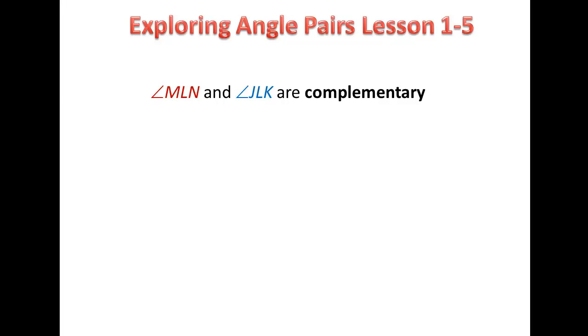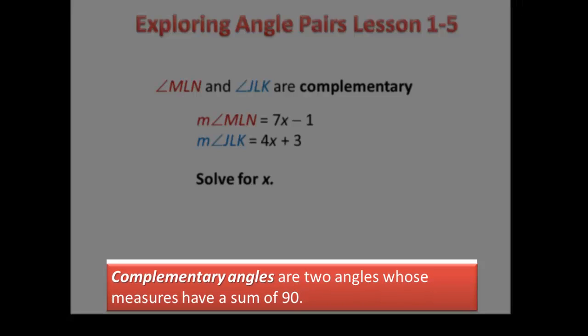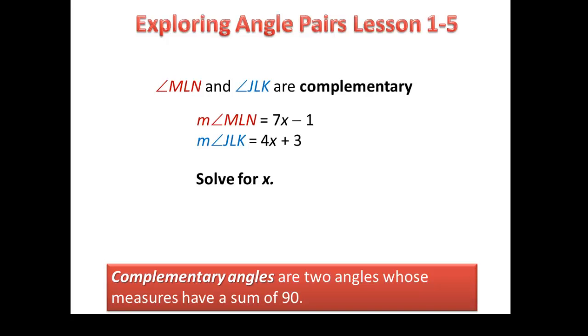How about if we're not given a diagram, we're just given some information. Here we're given that we have two angles that are complementary, and we are also given information about each of those angles. Well, we know complementary angles are two angles that have a sum of 90. Well, let's use that to set up an equation. Sum means addition, so we would just add this angle to this angle and make it equal to 90. And that's what I've done right here. 7x minus 1 plus 4x plus 3 equals 90.